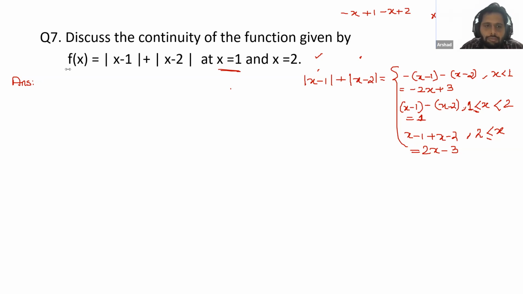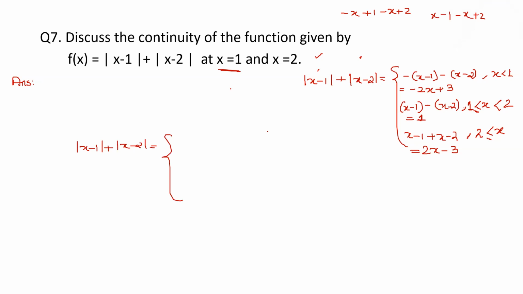For example, can you tell me what you have done here? I took f of x as either two. The first one is x plus 1 plus x minus 2 is equal to 2x minus 1 when x is greater than or equal to 0. Understood. So you have taken x greater than or equal to 0, and second, x less than 0. Yes, sir. Okay, this is the mistake.